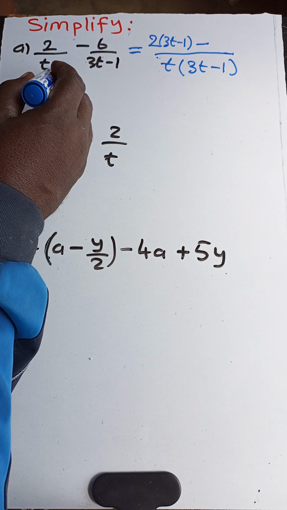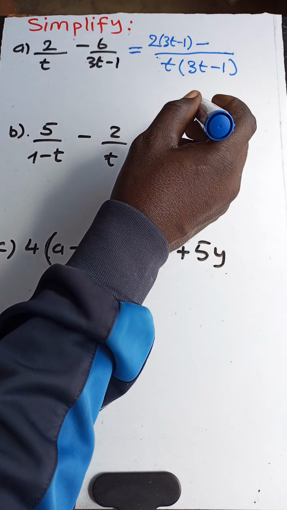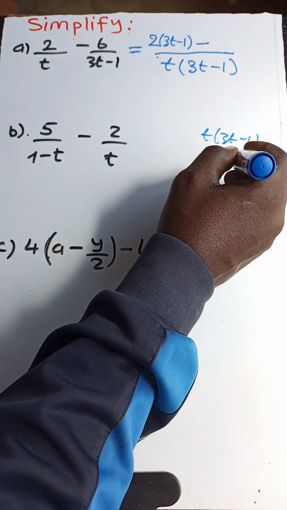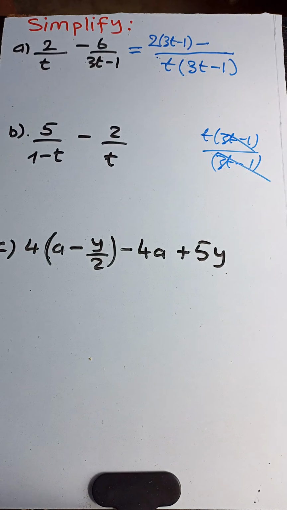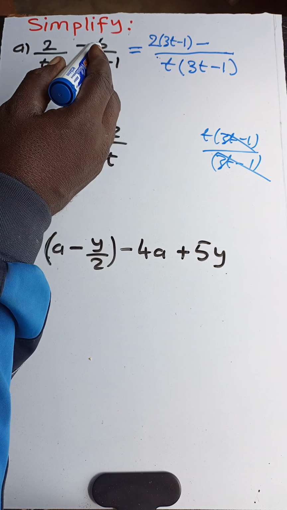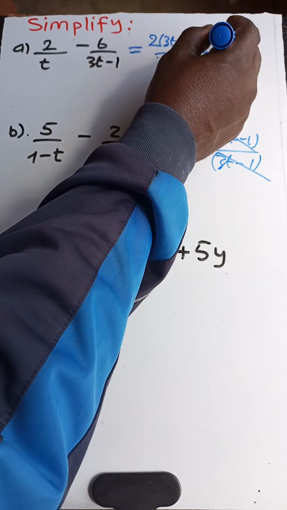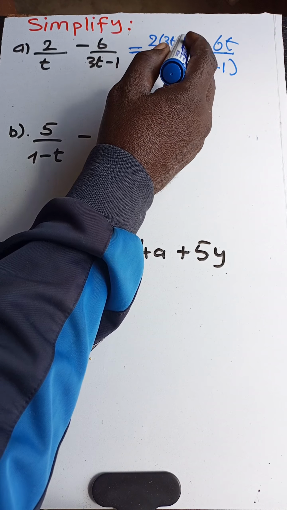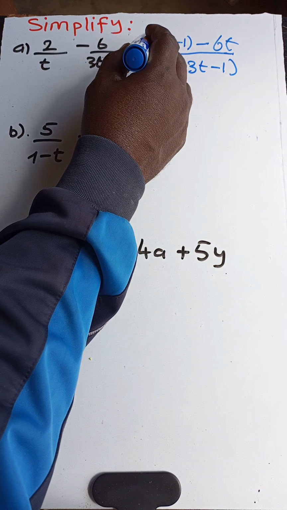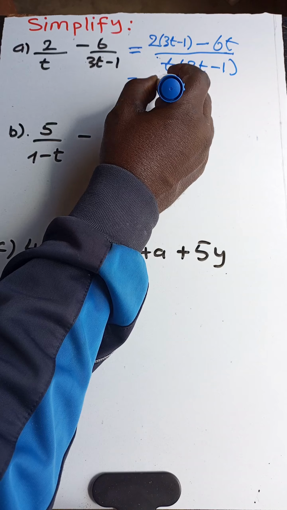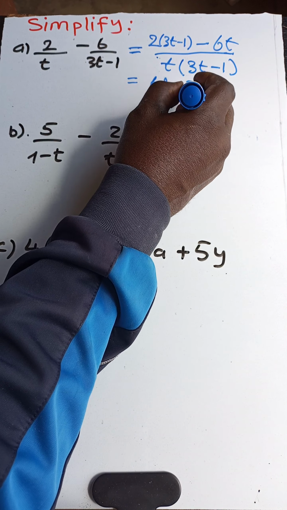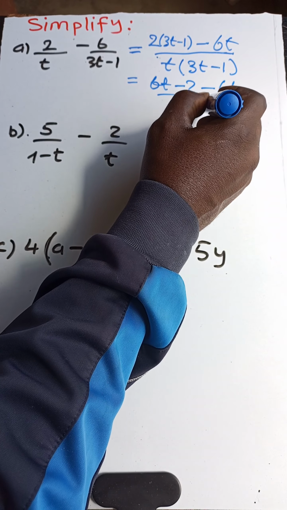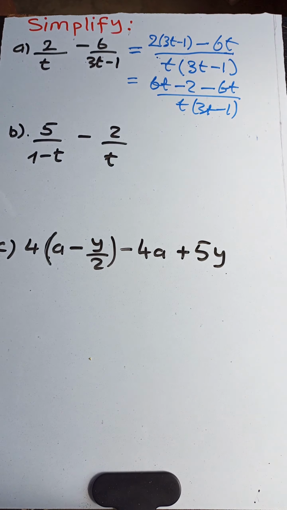Now, we carry out the same process with 3t minus 1. t into 3t minus 1 divided by 3t minus 1. You see 3t minus 1 cancels and we're left with t. Multiply to 6, it becomes 6t. Okay, now we open this bracket at the numerator. That gives us 2 multiplied to 3t is 6t. 2 multiplied to negative 1 is negative 2. Then minus 6t all over t into 3t minus 1.